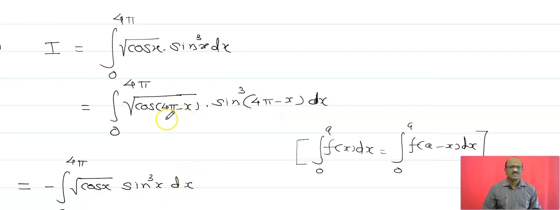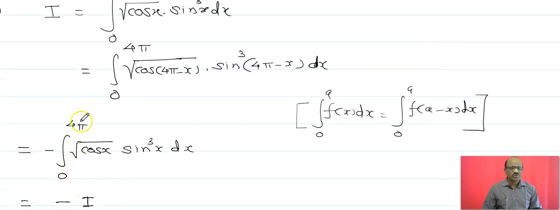4 pi minus x will be in the fourth quadrant. In the fourth quadrant cos is positive, therefore cos of 4 pi minus x will remain root of cos x. What about sine of 4 pi minus x? It will be in the fourth quadrant. In the fourth quadrant, sine is negative and the function will remain as it is, means sine x will remain sine x, but with a negative sign, therefore here is the minus sign. That is minus integral 0 to 4 pi root of cos x into sine cube x dx.